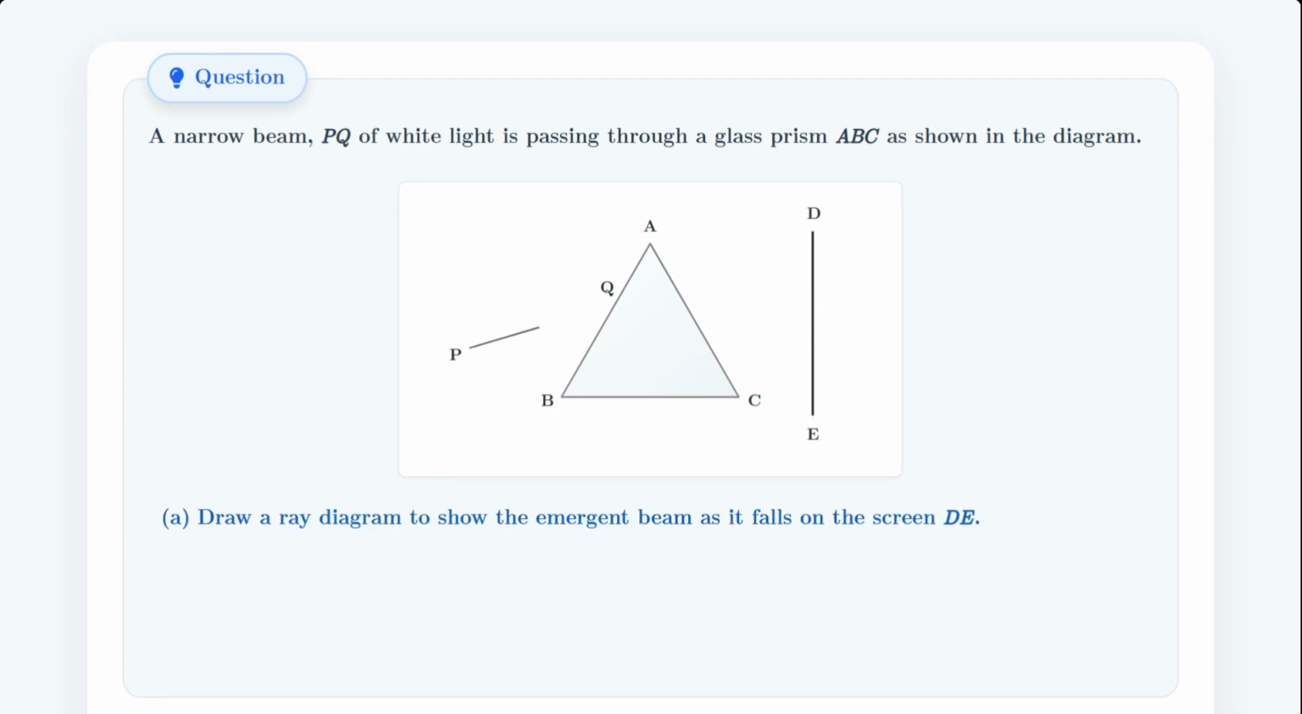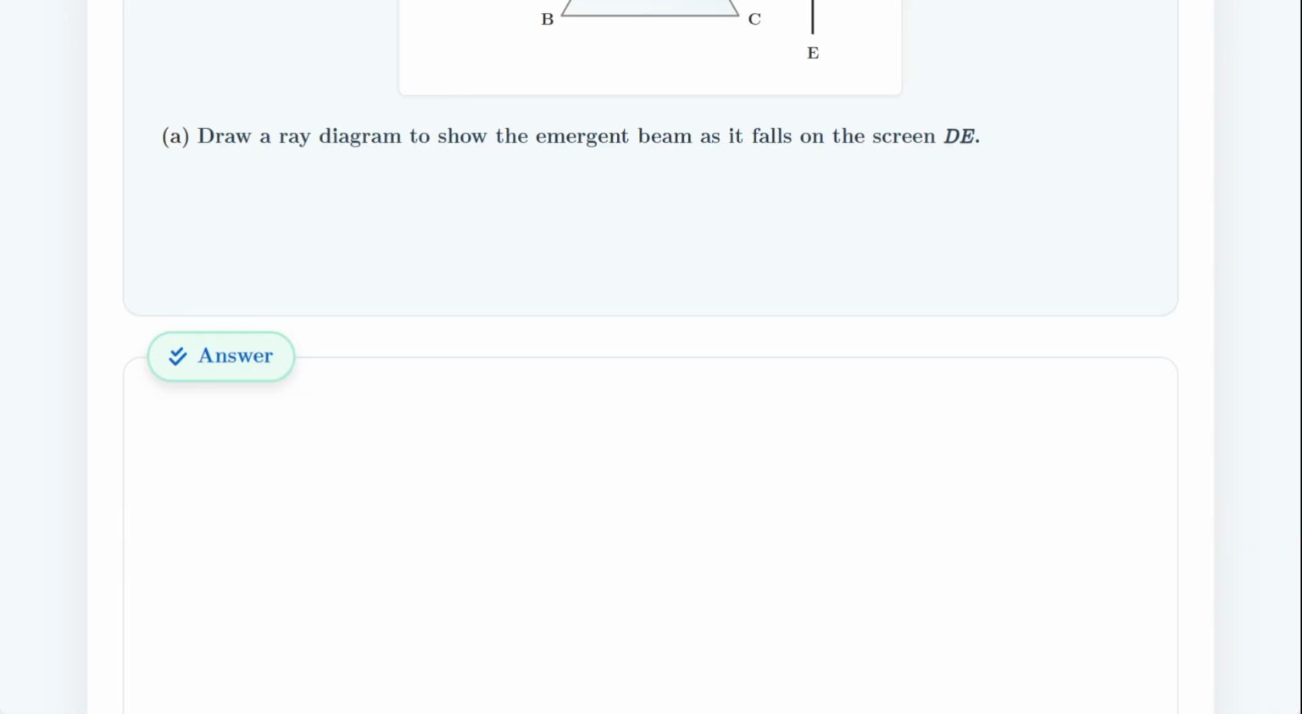Let us see the first question. Draw a ray diagram to show the emergent beam as it falls on the screen DE. Let's draw the ray diagram.